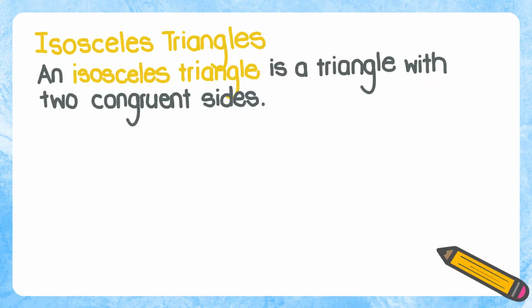What are isosceles triangles? An isosceles triangle is a triangle with two congruent sides. Here is an example of an isosceles triangle. The two tick marks tell us that these sides are congruent to each other. So if you see tick marks, this tells us that the two sides are congruent.